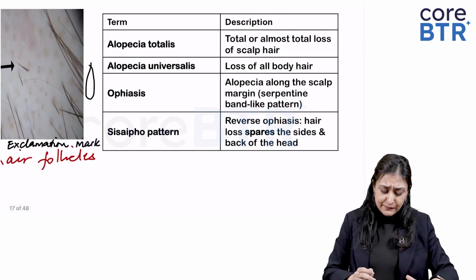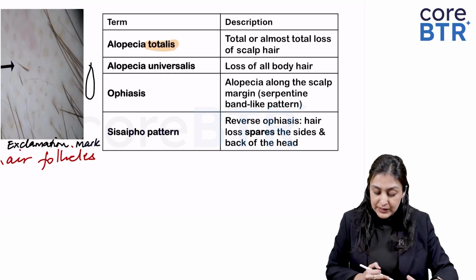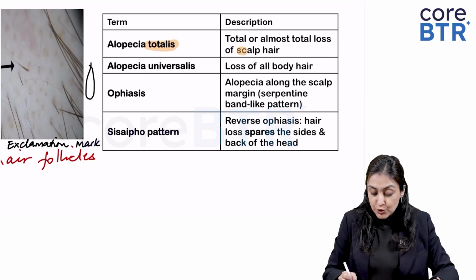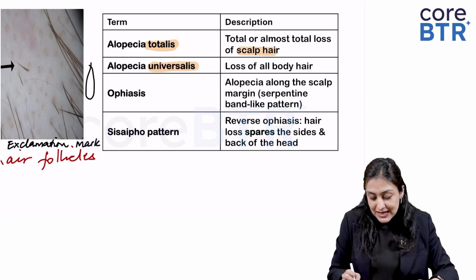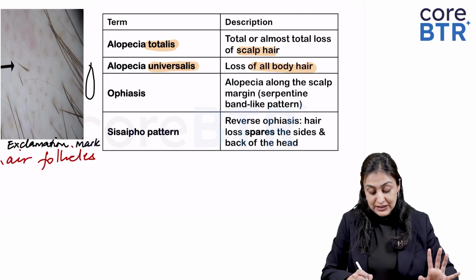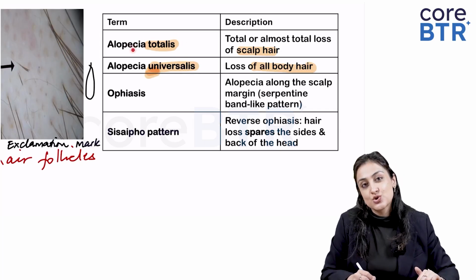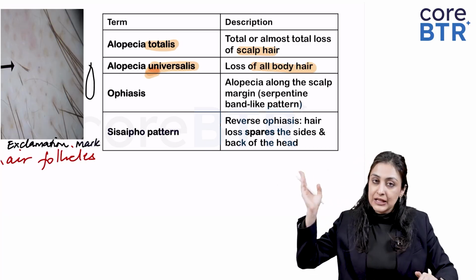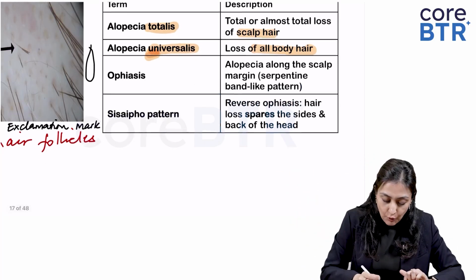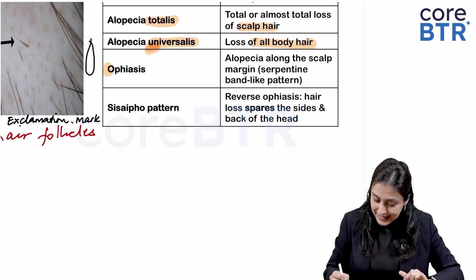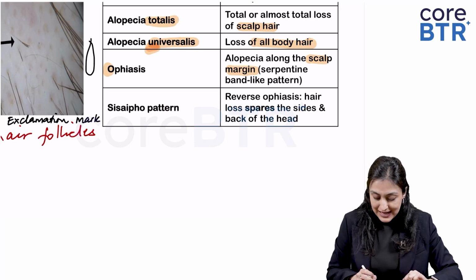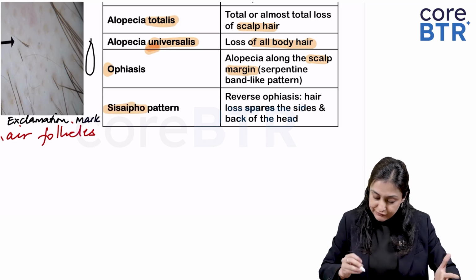A few terms, not very important, but a little confusing. So I've put them. Totalis is total scalp. Universalis is all. So if you see universalis, you will understand. But when I give you just totalis, you may mix it up. So totalis is scalp total, universalis is body total. Ophiasis is along the scalp margin, and Sisypho is the reverse of Ophiasis.